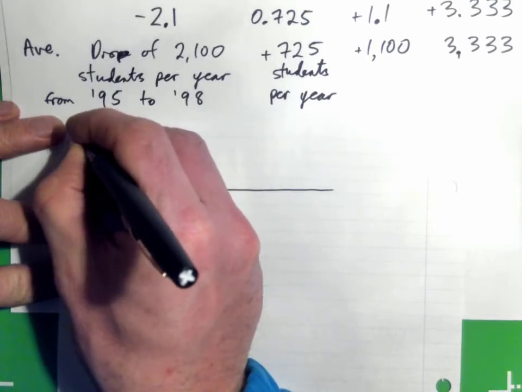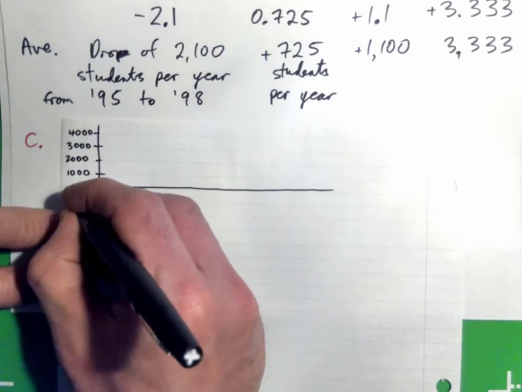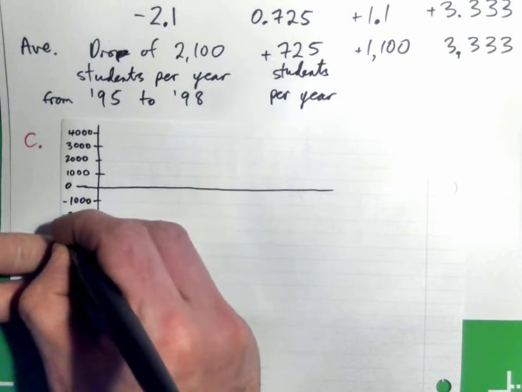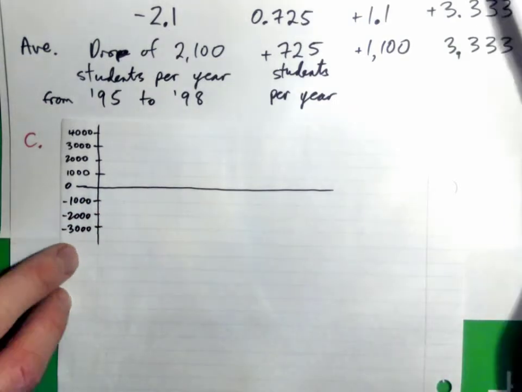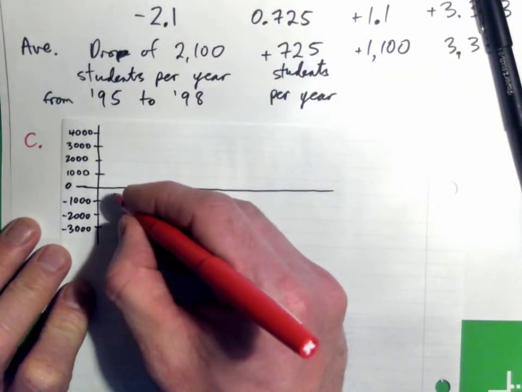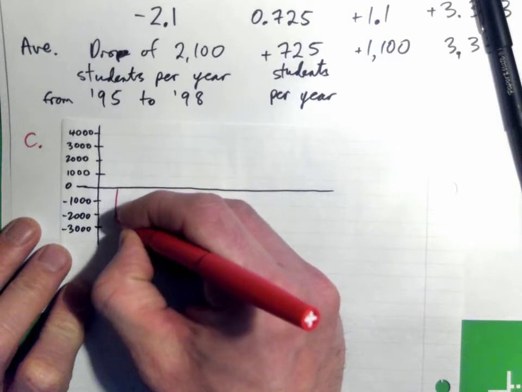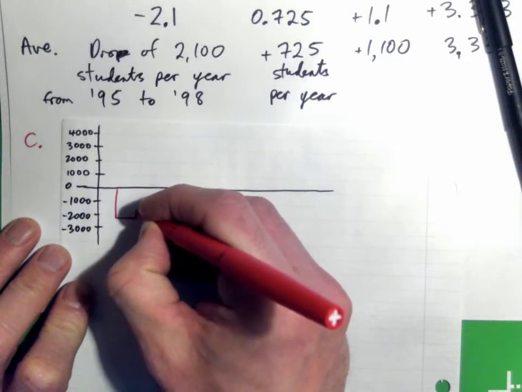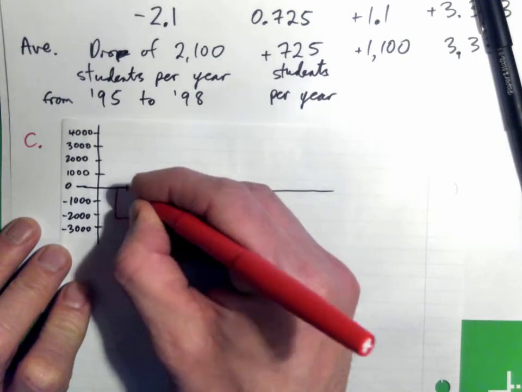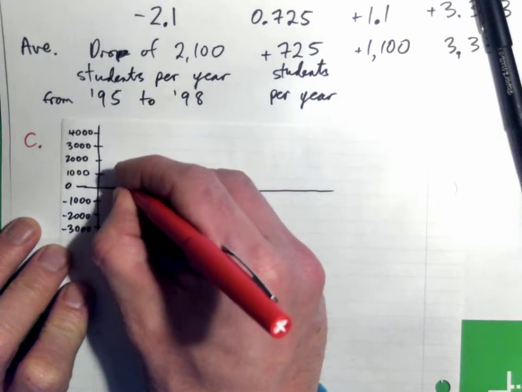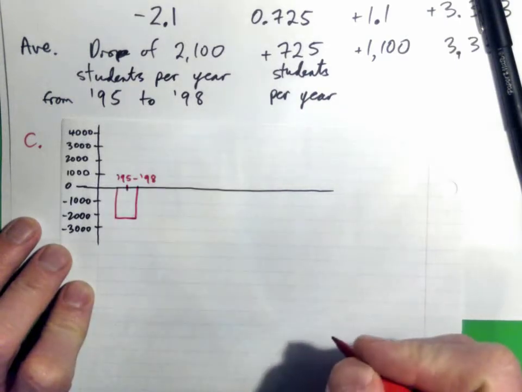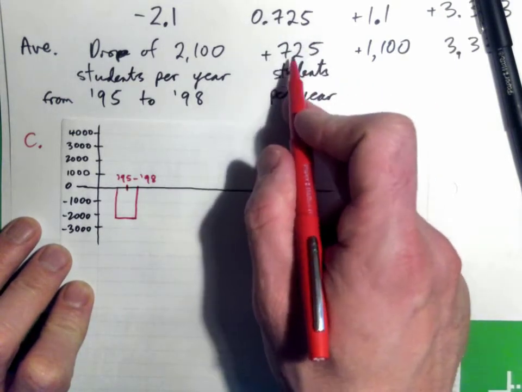This is a decrease of 1,000, so this would be 0. This is a decrease of 2,000. This is a decrease of 3,000. So what I'm going to do is represent the negative 2.1, or the drop of 2,100, like this. So it's going to be a bar graph that goes just below the negative 2,000 line, like that. See that? And this will be for the year 95 to 98, right?